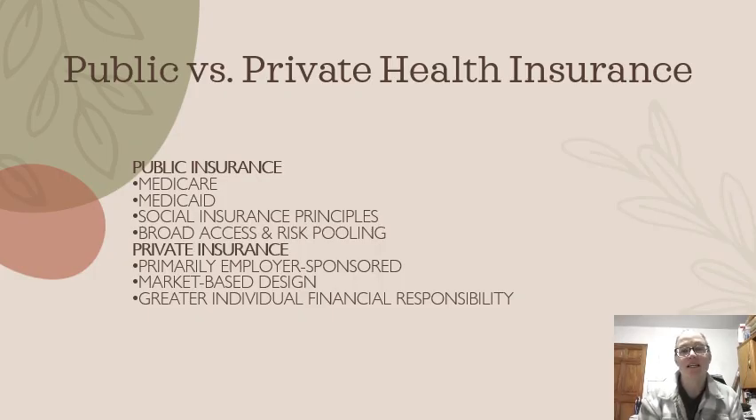Now, there's public and private health insurance. Public and private insurance models differ significantly. Public programs such as Medicare and Medicaid are based on social insurance principles, emphasizing broad access and risk pooling. Private insurance, primarily employer-sponsored, increasingly relies on market-based approaches that emphasize consumer choice and financial responsibility. These structural differences shape how risk is distributed and how care is utilized.